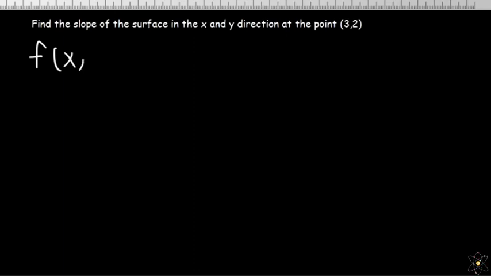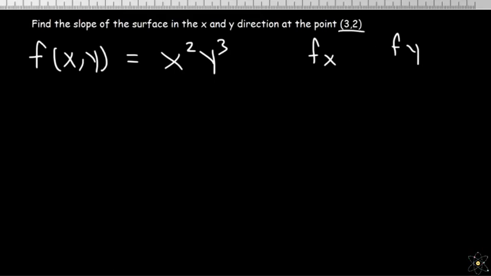Now let's say you're given a function that looks like this, x squared y cubed, and you want to find the slope of the surface in the x and y direction at the point 3, 2. All you need to do is find fx and fy and evaluate the function at this point. And that's going to give you the slope of the surface in the x and y direction. So to find the slope in the x direction, it's simply fx of 3, 2. First we've got to find fx.